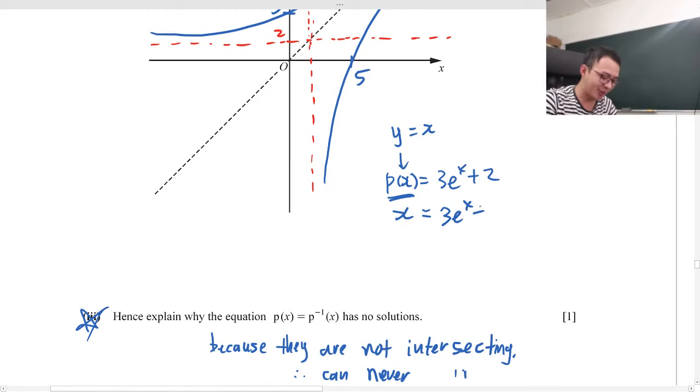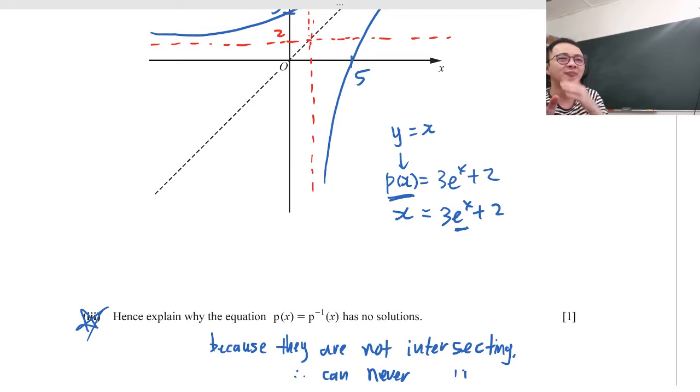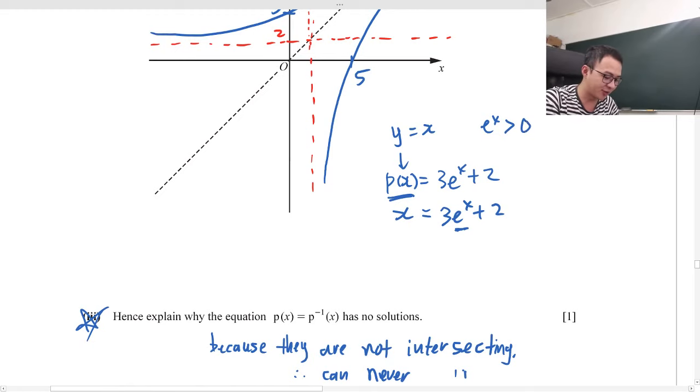So 3e^x plus 2. Now you will need to think something like this. For e^x, first thing, e^x cannot be negative. e^x can be very small, close to 0, but it cannot equal 0. So e^x must always be bigger than 0. Over here, you can try the x value. If I try x equals 0, the other side will get 3e^0 plus 2. So they are not equal, 5 is not equal to 0.